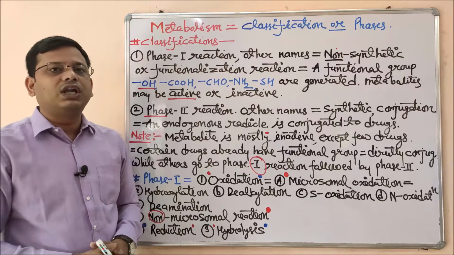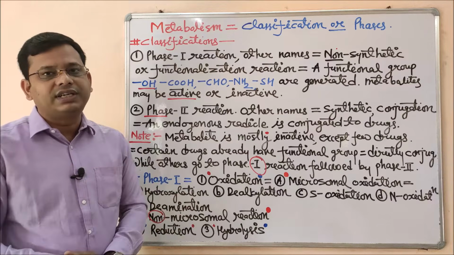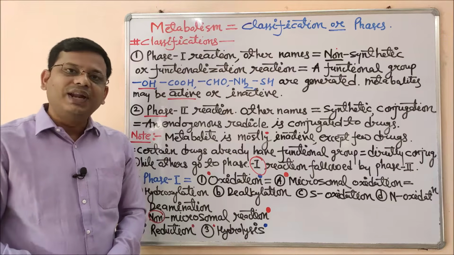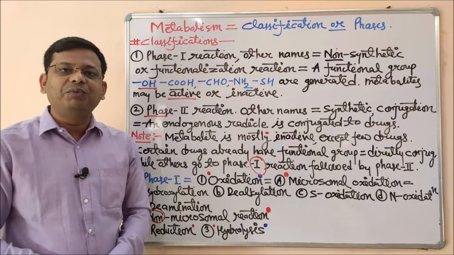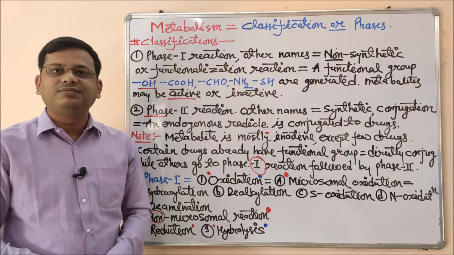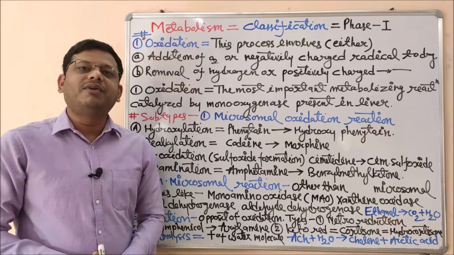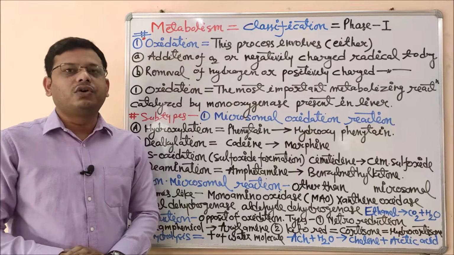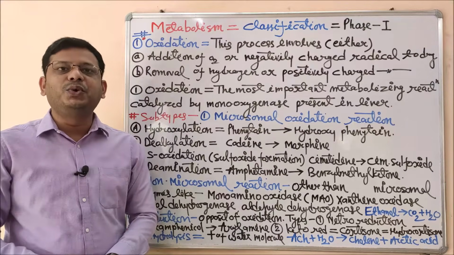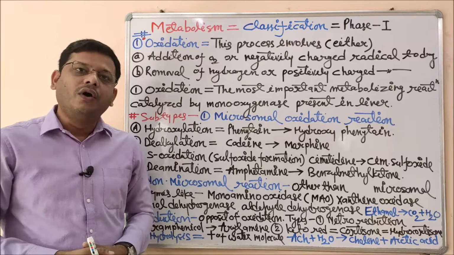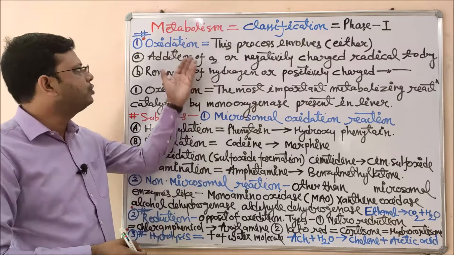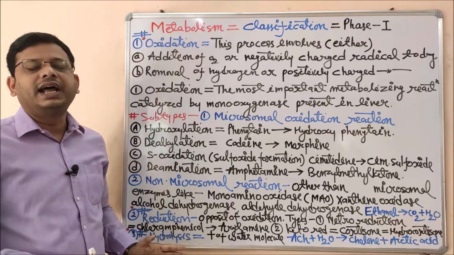Now we are going to study in detail the types of oxidation process, either microsomal or non-microsomal. So let's move to the second whiteboard section so that we may continue with their details. Now we are going to study the phase 1 reaction along with its subtypes. Phase 1 metabolic reaction is also known as a non-synthetic reaction or functionalization reaction, and this process includes oxidation, reduction and hydrolysis.